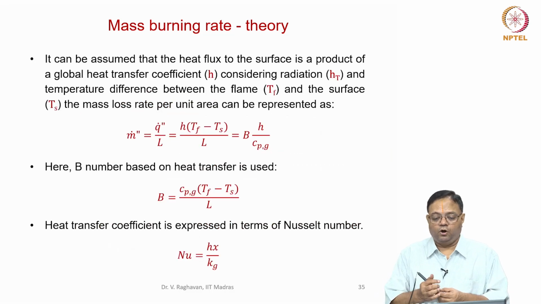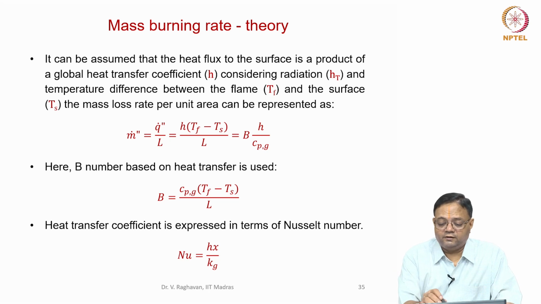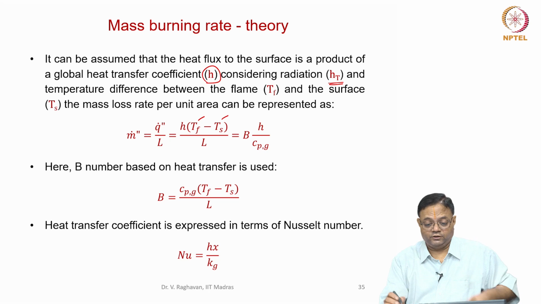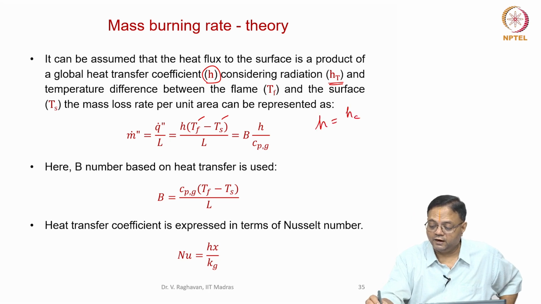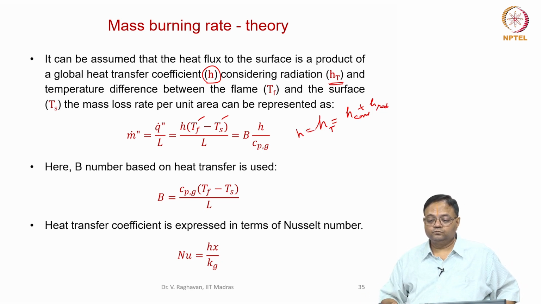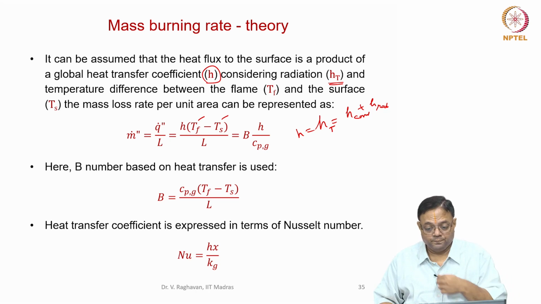While predominantly heat transfer can increase the surface temperature, it cannot always assure that the mass burning rate will increase. So it can be assumed that the heat flux to the surface is a product of a global heat transfer coefficient H into delta T, that is Tf minus Ts. But this H should include radiation and convection. So H will be the overall heat transfer coefficient, which is H convection plus H radiation. So I will say H equal to HT, the total heat transfer coefficient.